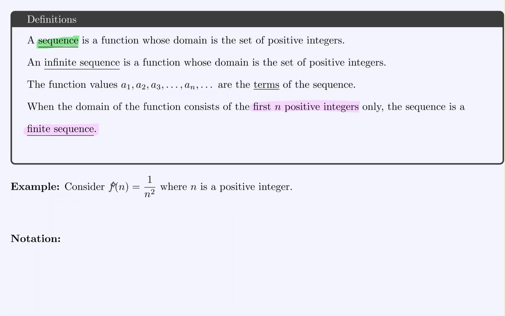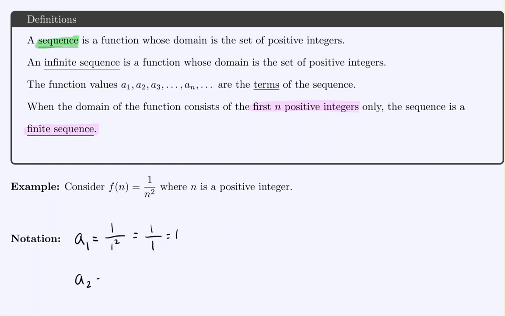We have the sequence f of n, where the sequence relationship is whenever you take the input of a positive integer, the result is 1 over that positive integer squared. So in this case, we would write the first term as a sub 1. So we input 1 into the location of n, 1 over 1 squared, 1 over 1 is 1.